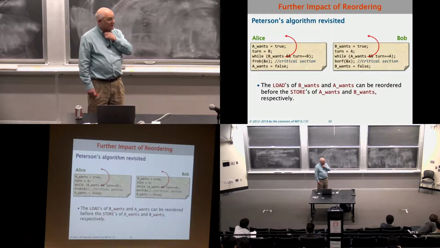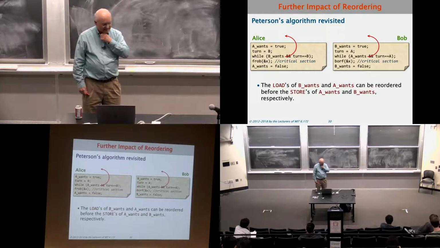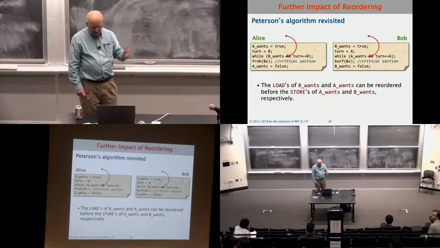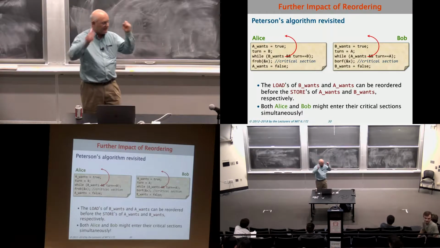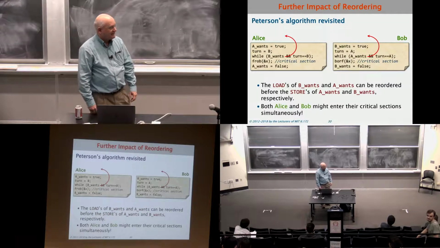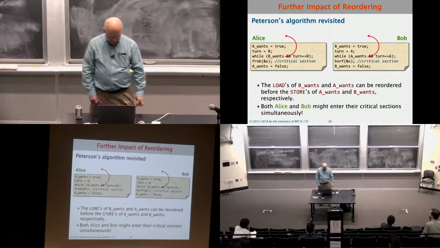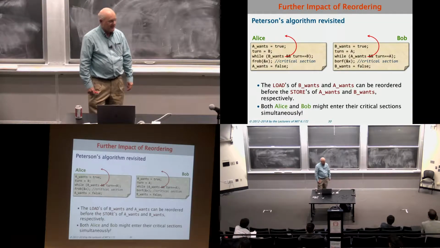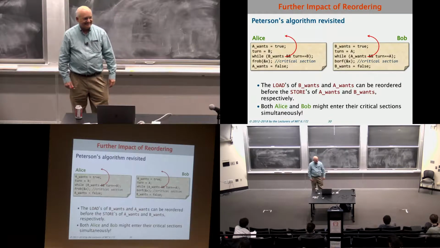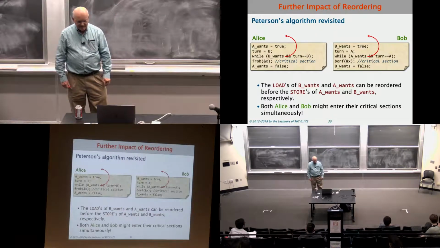Yeah, it would be false too early, right? And the same with A. And now they both discover they're in this critical section together, right? And if there's one thing we don't want, it's Alice and Bob in the same critical section. Okay? Does that make sense?